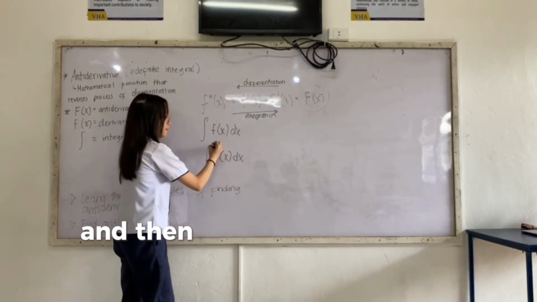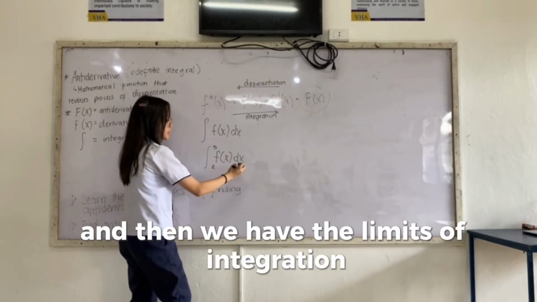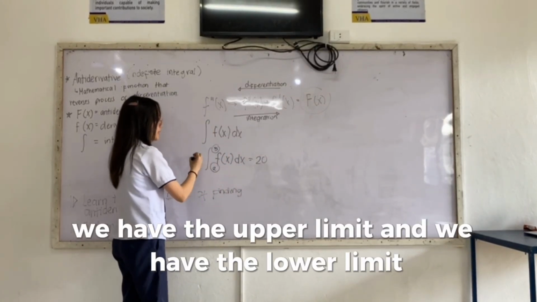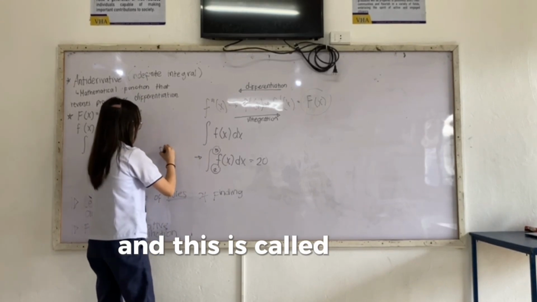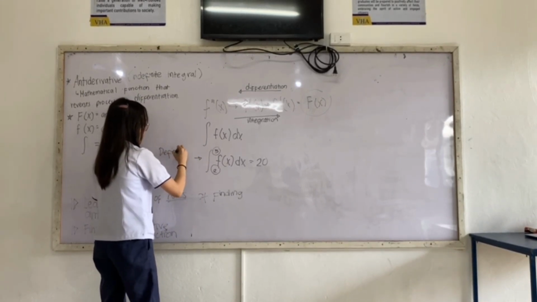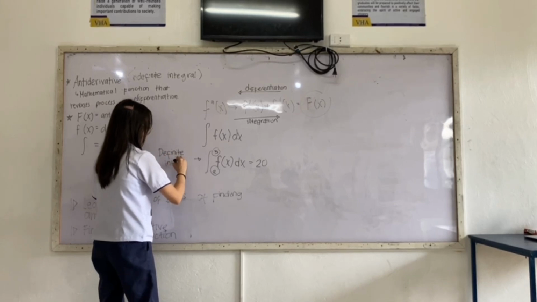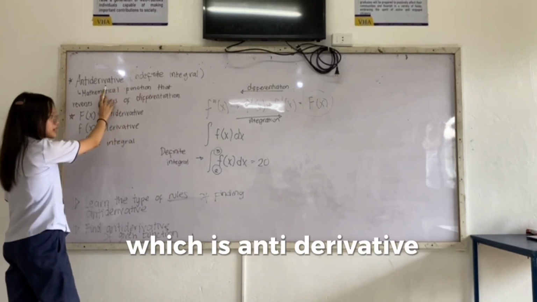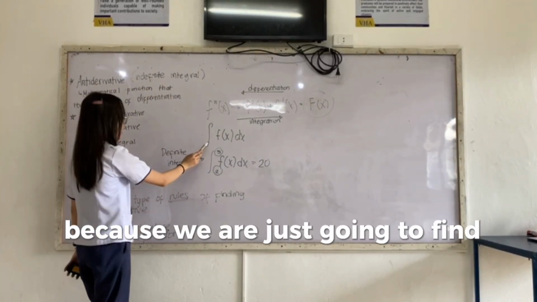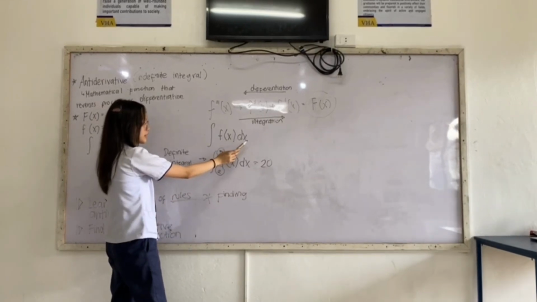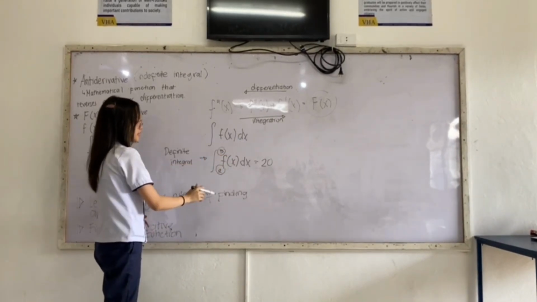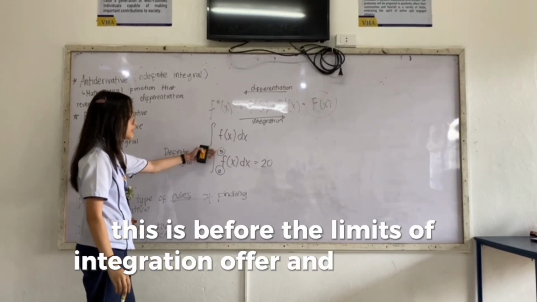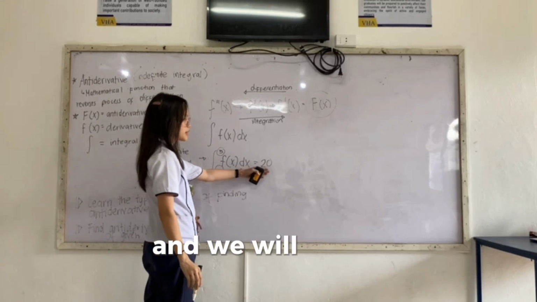And then we have the limits of integration. We have an upper limit and we have the lower limit. And this is called definite integral. This other one is called indefinite integral, which is antiderivative, because we are just going to find the integral of x dx. So to differentiate the two, let's just look for the limits of integration, the upper and lower limit, and the full number here.